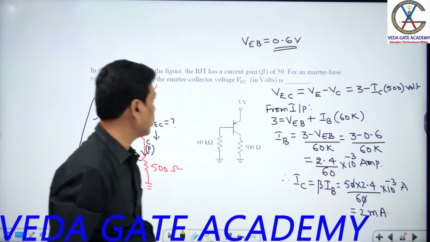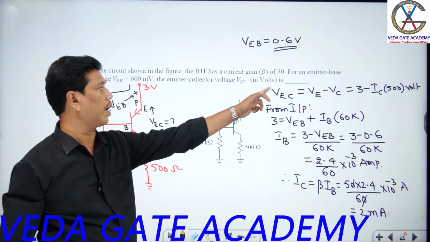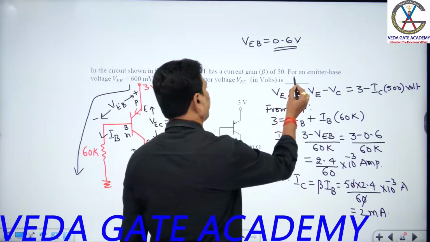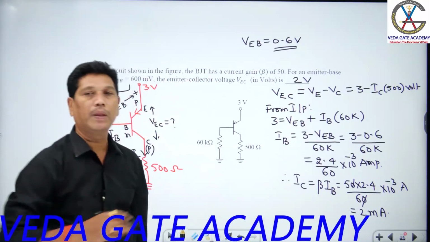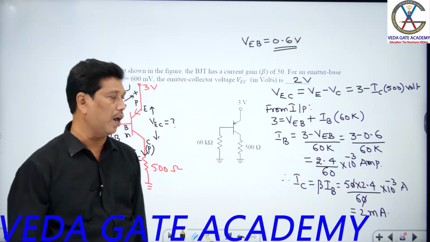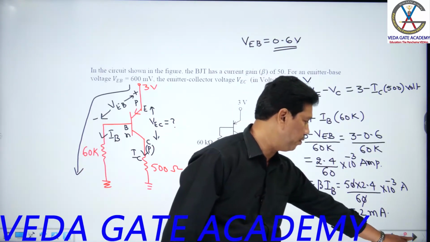That is a numerical data question, I think. So the emitter to collector voltage VEC asked, the answer for that one is 2 volt, students. Okay, check out the next question now.